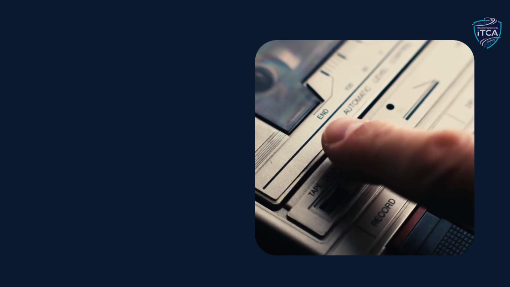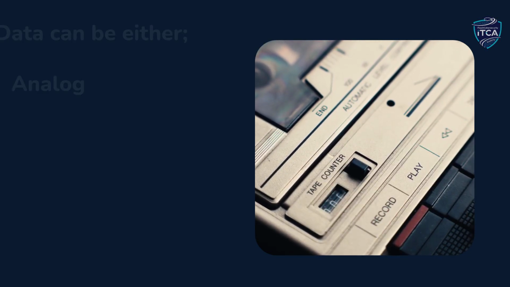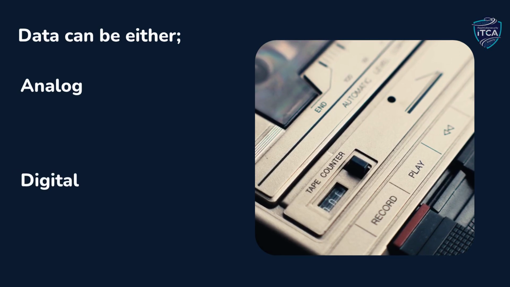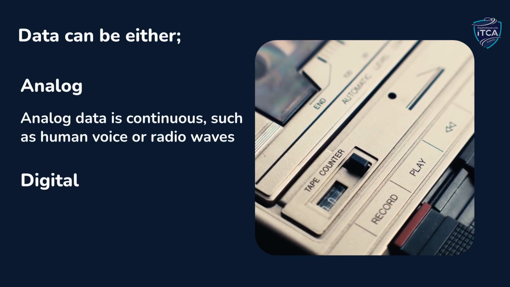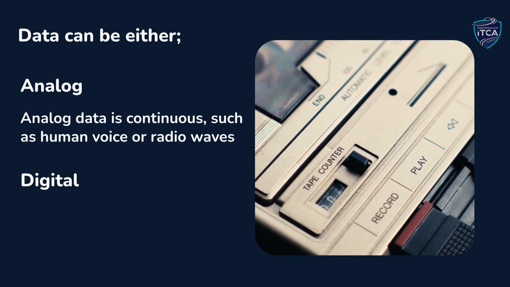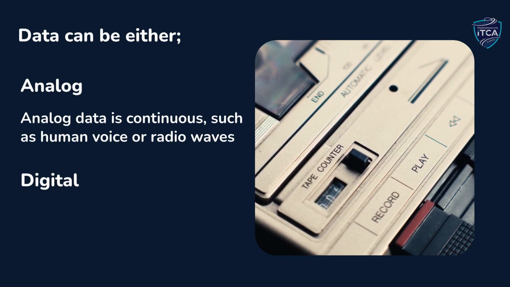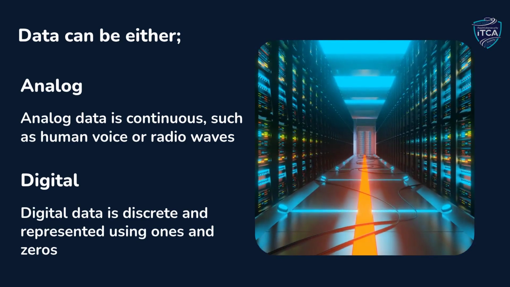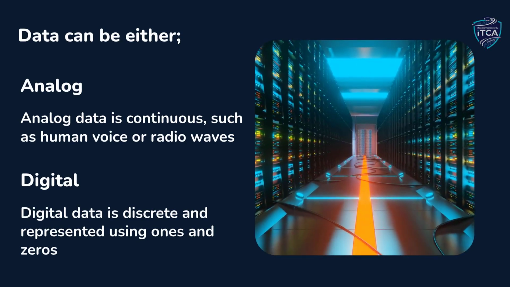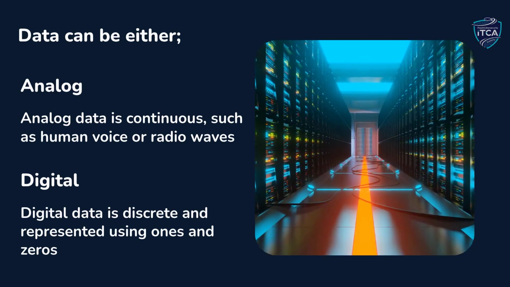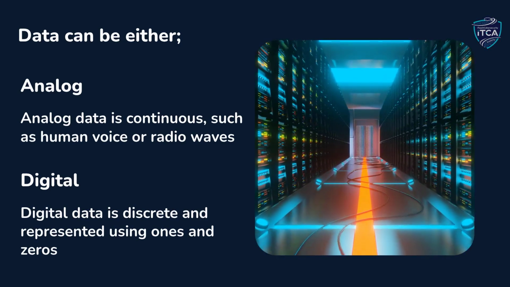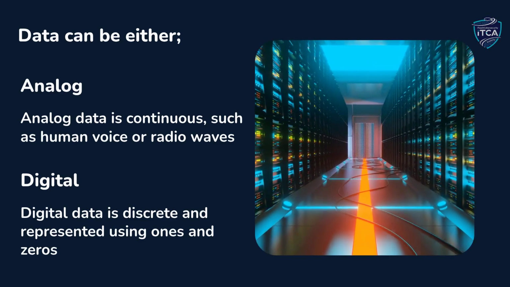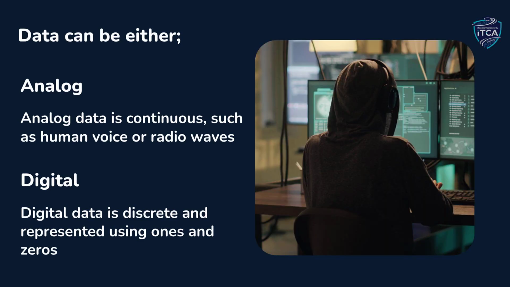Now, let's talk about the types of data being communicated. Data can be either analog or digital. Analog data is continuous, such as human voice or radio waves. Digital data is discrete and represented using ones and zeros. Cybersecurity systems primarily focus on digital data, but it's important to understand that analog data is often converted into digital form before transmission. If this conversion process is insecure, attackers can exploit it.